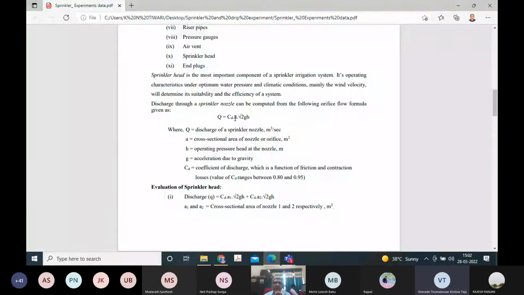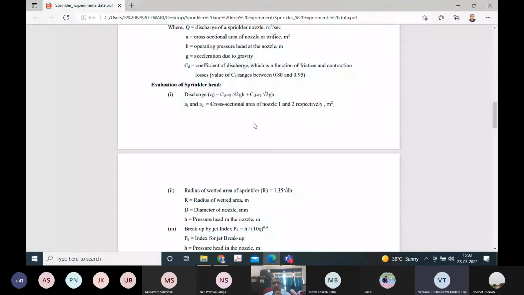It can be given by the CD into A1 root 2gH. So I told you there are two nozzles. One is the spreader nozzle, another one is the range nozzle. Their diameters are known. If the coefficient of discharge is known, and the operating pressures are known, one can find out the individual discharge from those nozzles, and then summing these discharges, one can know the total discharge from the sprinkler head.